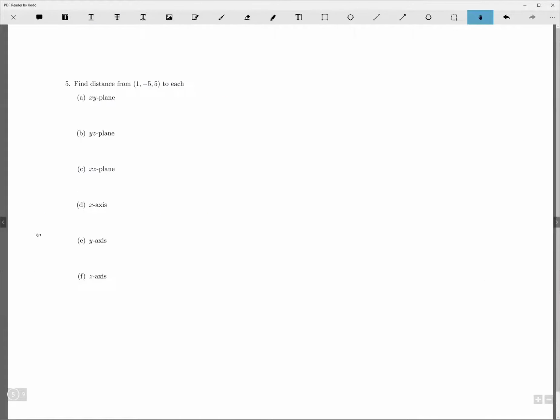Okay, so moving along to number five. The first one is find the distance from (1, negative 5, 5) to the xy plane. Anyone want to take a shot at that?